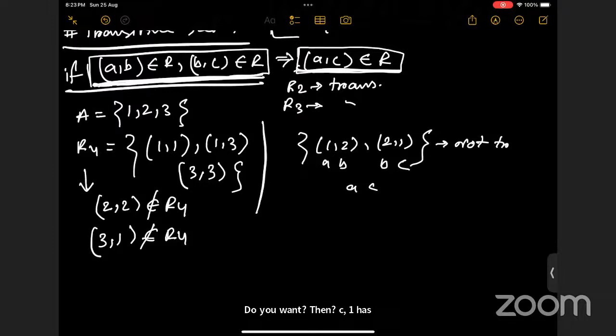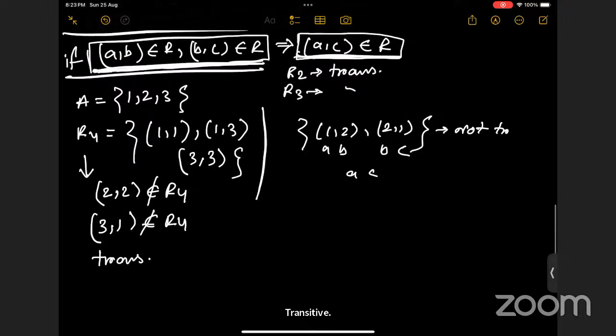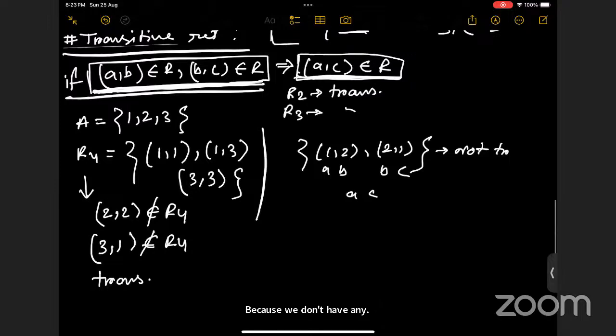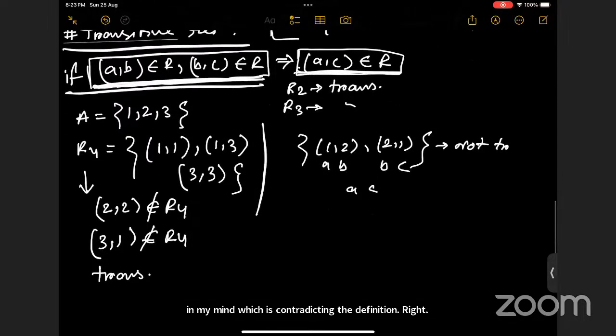Is it transitive? Yes, ma'am, it is transitive, because we don't have any example which contradicts the definition, right? If we are saying a relation is not transitive, we must have some example in our mind which is contradicting the definition, right? Here we don't have any such example.